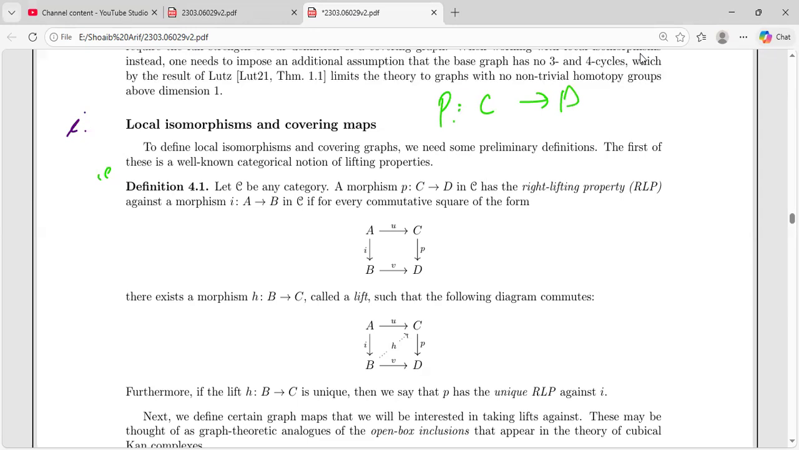We say P has a right lifting property against the morphism I, where I is also a morphism in the category from A to B, where A and B are objects in the category, if for every commutative square of the form, so we have a commutative square where I is a morphism from A to B, and P is a morphism from C to D, and let U be a morphism from A to C, and V a morphism from B to D.